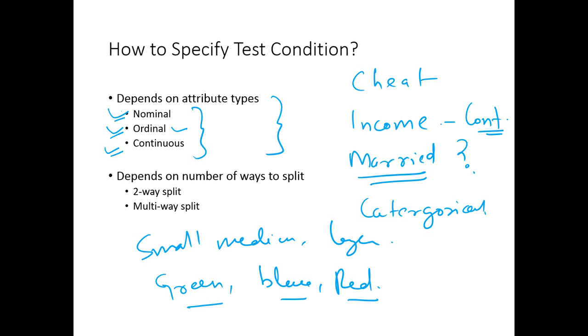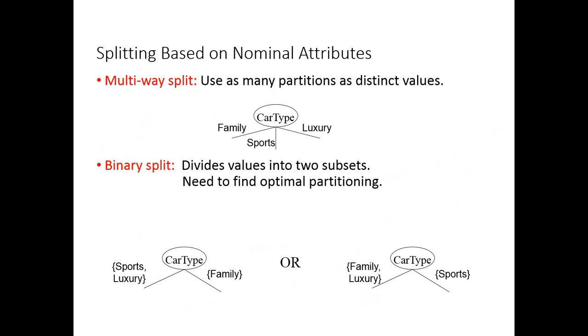It also depends on the number of splits you're going to have. That could be a two-way split, or a multi-way split. That means you can split in two ways, and it could also be in multiple ways. So we'll see splitting based on nominal attributes. This is a multi-way case where there are many partitions for distinct values. For instance, the example could be car type: a family car, a sports car, a luxury car. So your criteria could depend on what kind of categories you have.